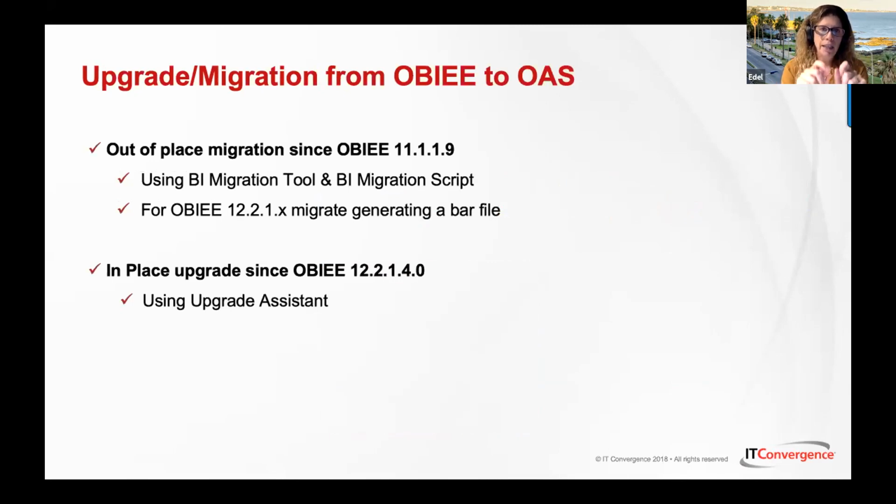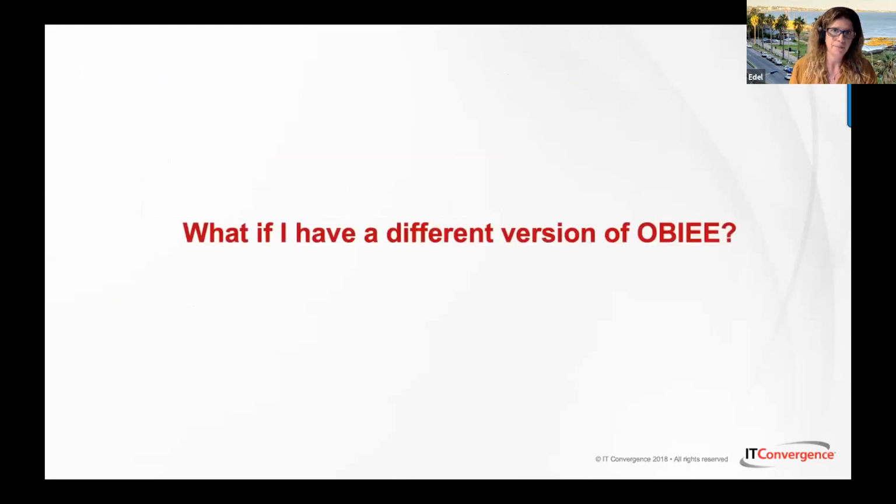If you are on 11.1, you need to be on 11.1.1.9 to do this upgrade. You're going to use the BI migration tool and BI migration script to do it. If you are on 12.2.1.4, you can do an in-place upgrade, not a migration, using the upgrade assistant. If you are on Oracle BI 12.1 or a version previous to 12.2.1.4, you can generate a file, or you can upgrade to 12.2.1.4 and then apply the in-place upgrade.